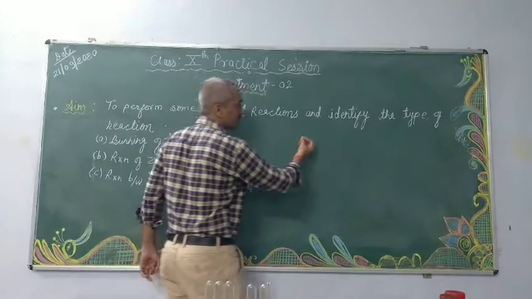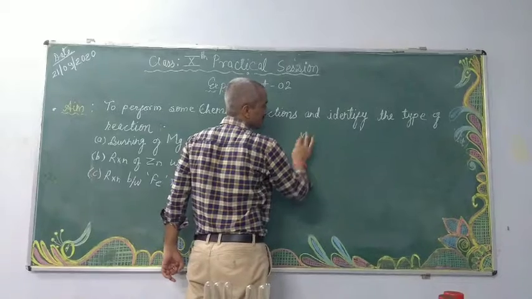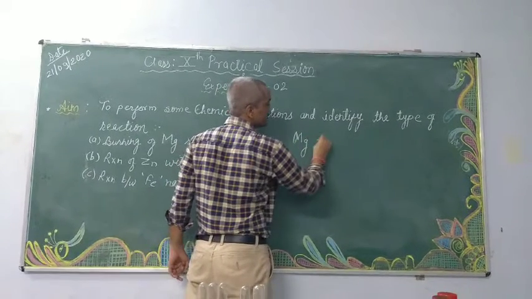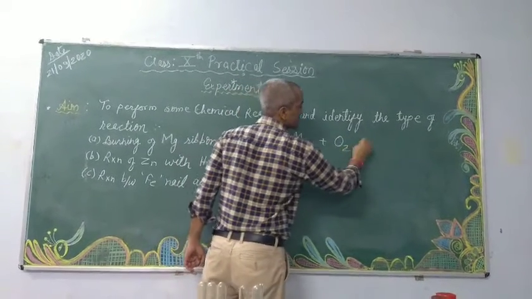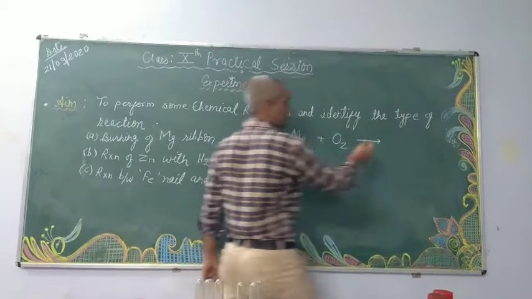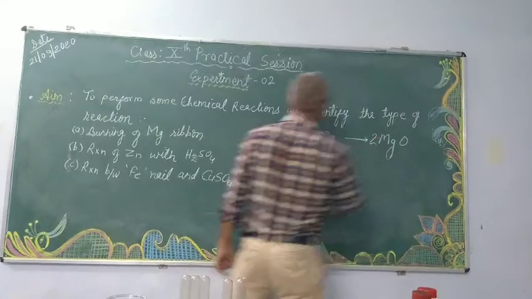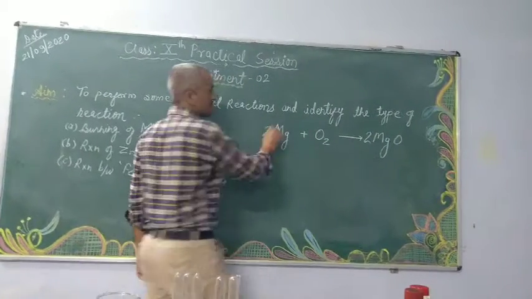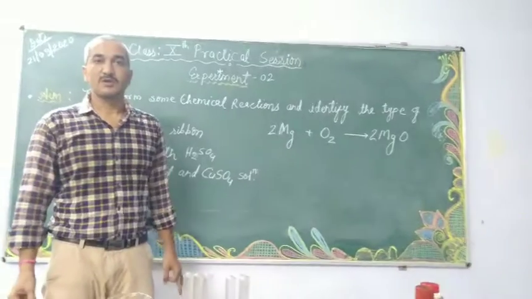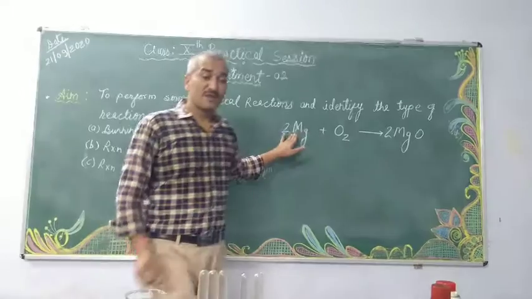So what reaction actually takes place here? Magnesium plus oxygen, what does it form? MgO. So after balancing the reaction, this is the reaction. Got it? And what happened?